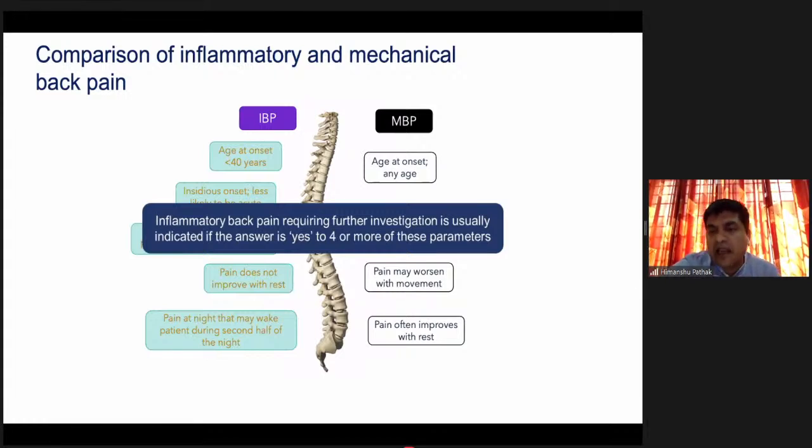On the contrary, mechanical back pain, as we all know, can happen at any age. Usually the patient will wake up in the morning with back pain, but the back stiffness improves in less than 30 minutes. It is usually worsened with exercise. It doesn't improve with exercise, and it usually gets better with rest. And the very important point is that with non-steroidal anti-inflammatories, which we commonly prescribe for back pain, an inflammatory back pain patient will have a tremendous benefit. On the contrary, a mechanical back pain patient doesn't get benefit.